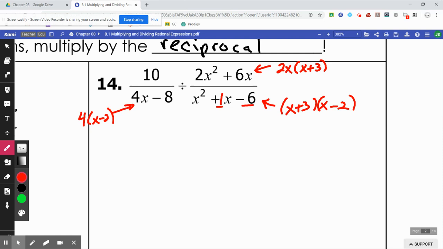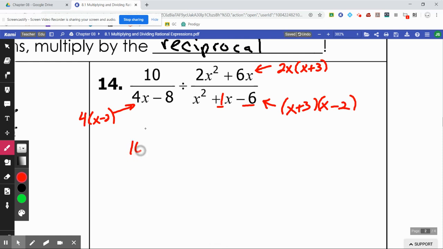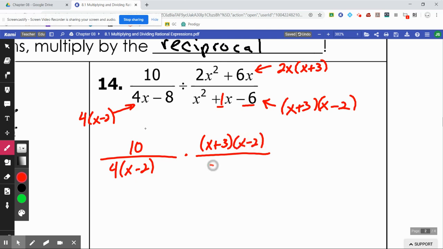Now, why did I do that? So that when I rewrite it, I've got it factored when I flip and multiply. So times the reciprocal of the other one will be an x plus 3 and an x minus 2 on top, and a 2x and an x plus 3 on bottom.